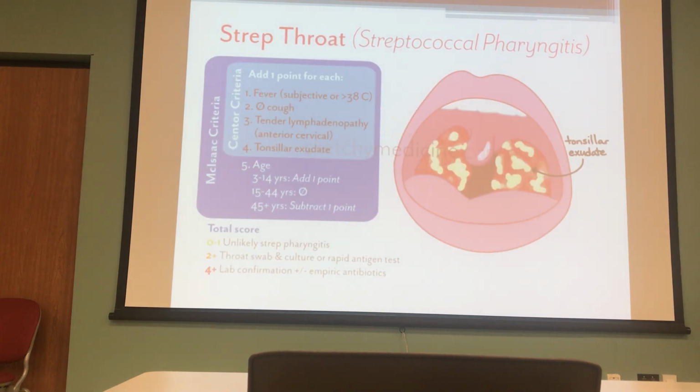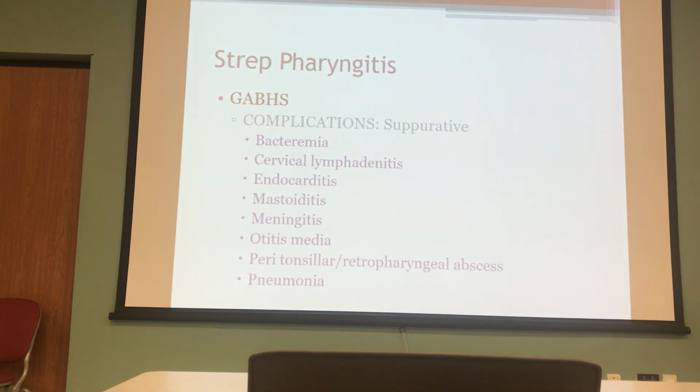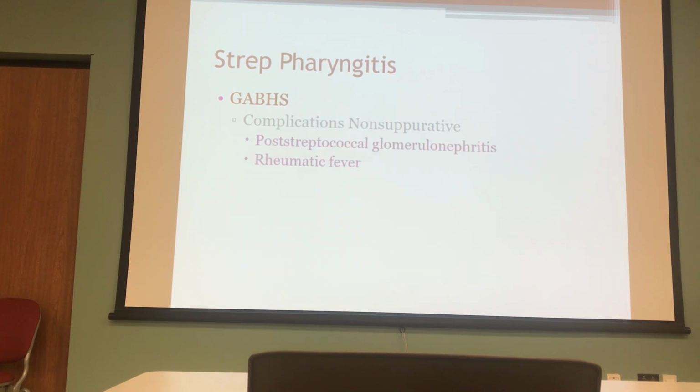Alright. That's what it looks like. I've never seen anybody with their tonsils look like that, but yeah, good picture. Suppurative usually means that there's pus involved, okay? Bacteremia, lymphadenitis, endocarditis, all these things can result from strep pharyngitis, so you've gotta be careful. Okay? Non-suppurative complications, post-streptococcal glomerulonephritis. Usually these patients go into renal failure for a short period of time as a reaction from the strep. And rheumatic fever, you get a murmur.